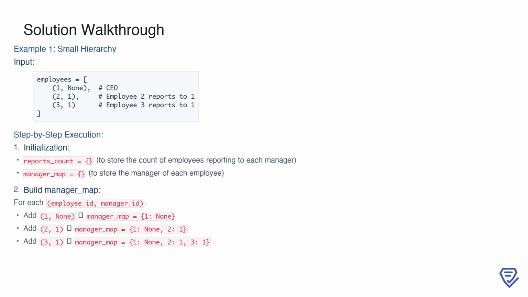We then build the manager_map by iterating through the input. For each employee-manager pair, we add the entry to manager_map. For example, since employee 1 has no manager, we add 1, none. Similarly, for employees 2 and 3, who report to 1, we add 2, 1, and 3, 1. By the end of this step, our manager_map contains 1, none, 2, 1, 3, 1.